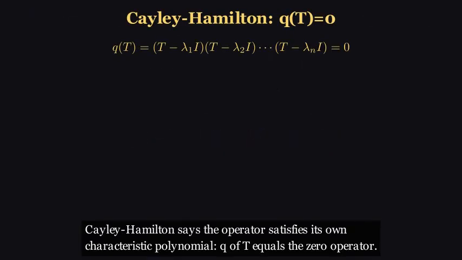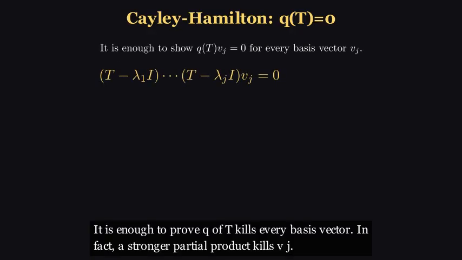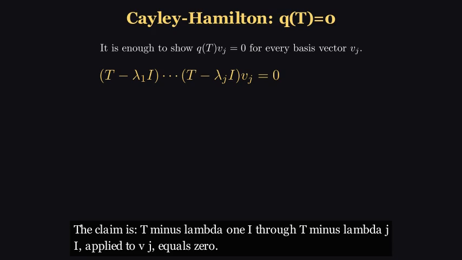Complex number Cayley-Hamilton says the operator satisfies its own characteristic polynomial. q of T equals the zero operator. It is enough to prove q of T kills every basis vector. In fact, a stronger partial product kills vj. The claim is T minus lambda 1 I through T minus lambda j I, applied to vj, equals 0.